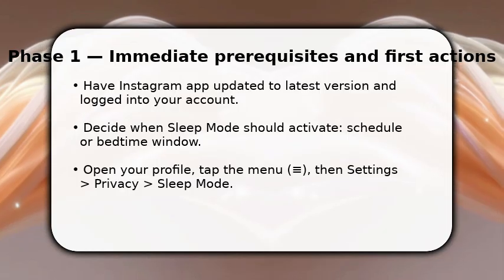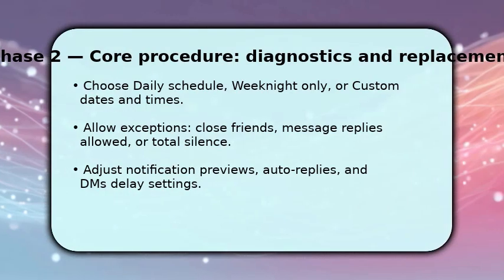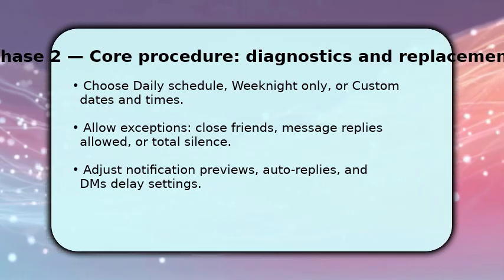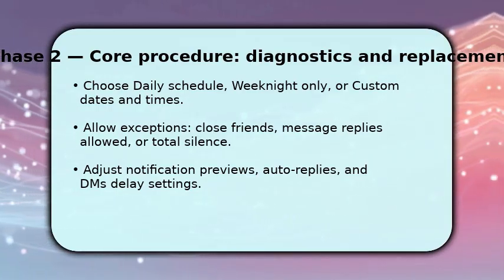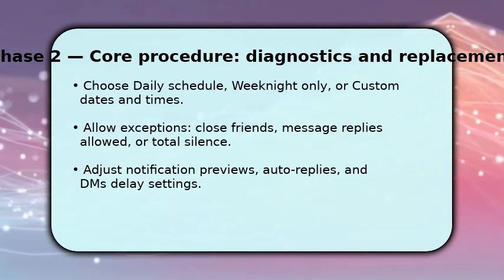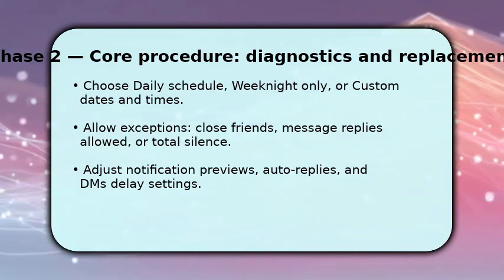Now configure the timing and exceptions. Select daily, weeknight only, or custom hours. Tap start and end times to fine-tune. Once set, decide why exceptions matter. Allow close friends or essential message replies so urgent contacts still reach you.